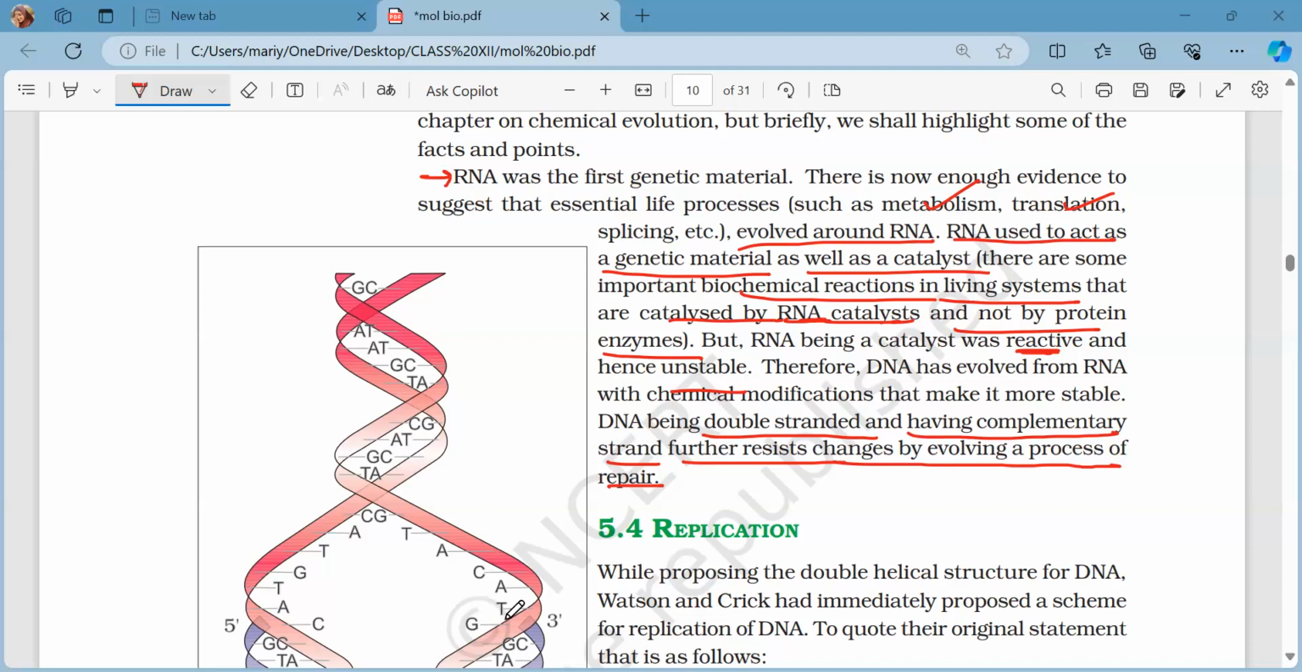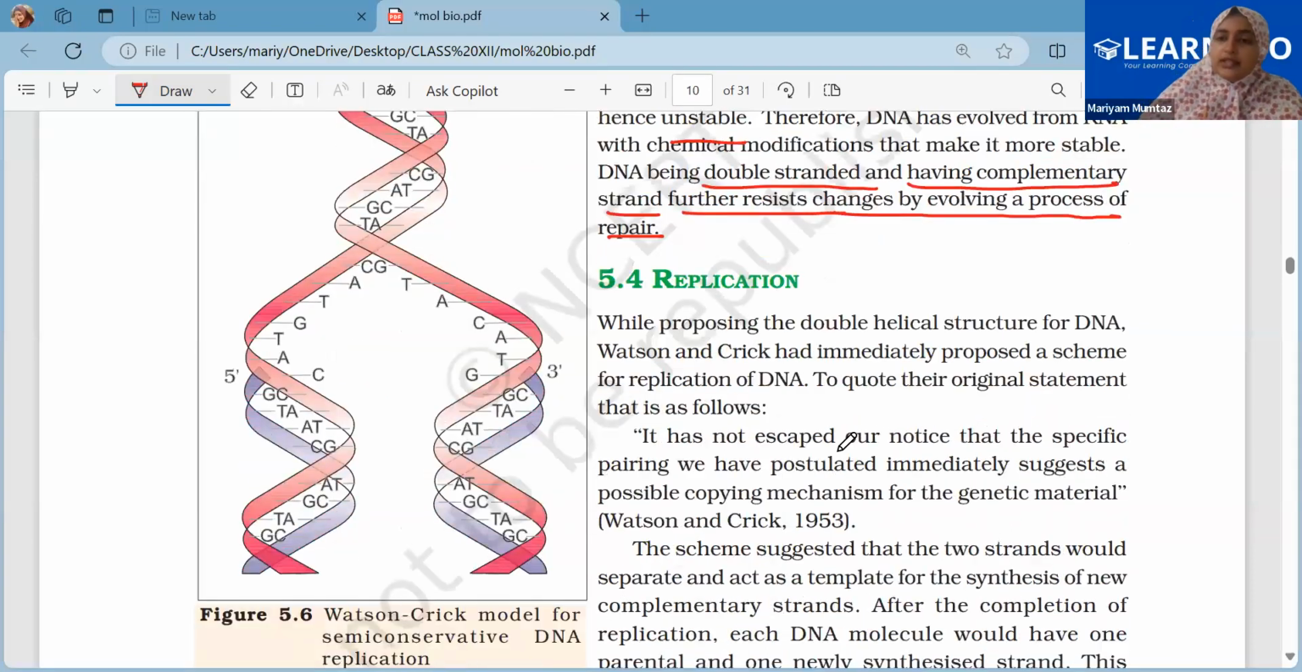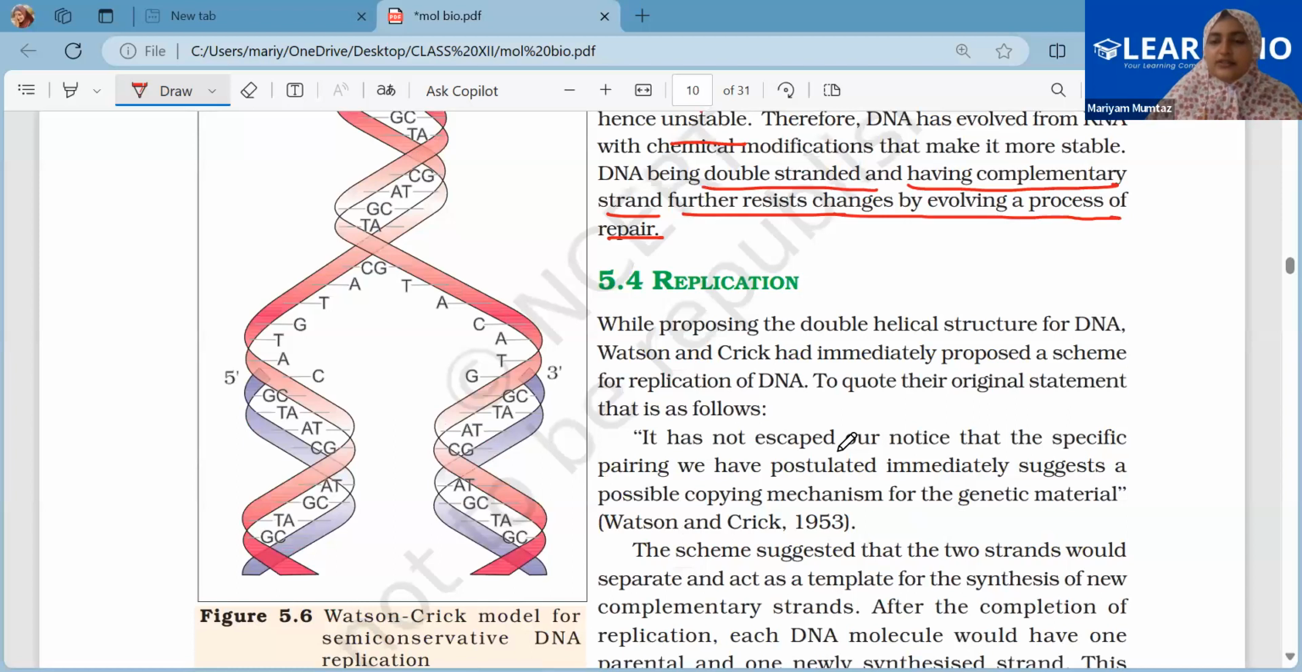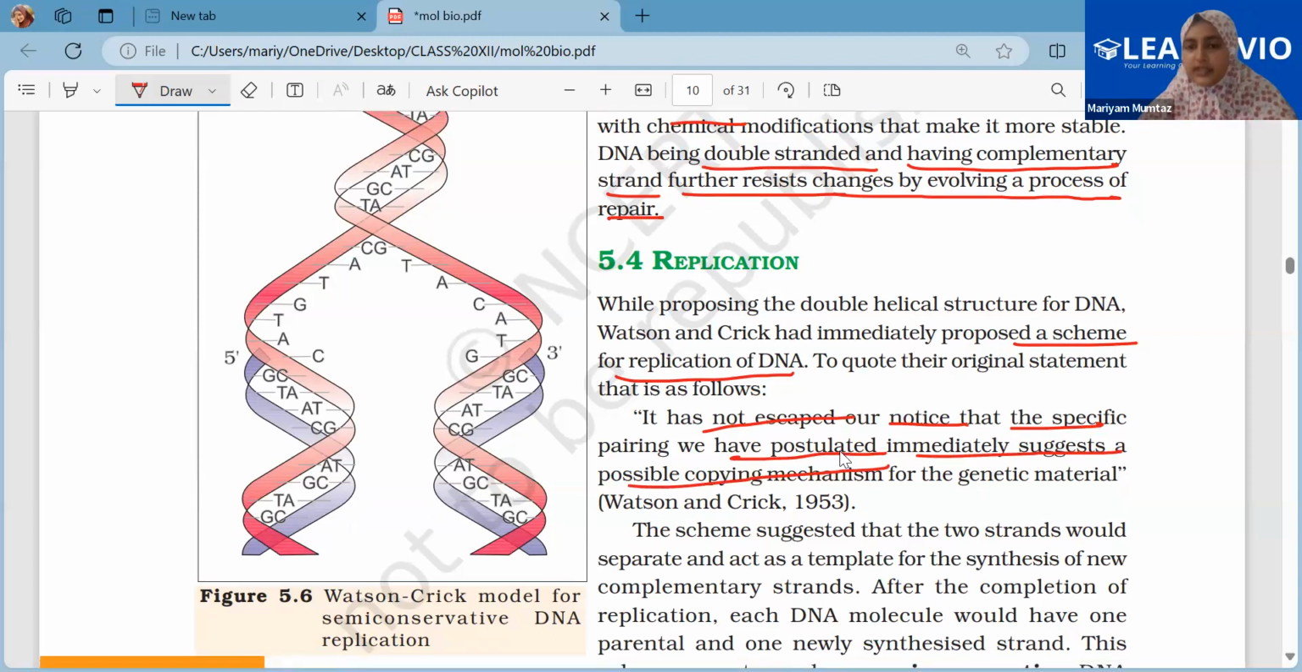Okay, now we'll talk about the replication. While proposing the double helical structure for DNA, Watson and Crick had immediately proposed a scheme for replication of DNA. To quote their original statement, "It has not escaped our notice that the specific pairing we have postulated immediately suggests a possible copying mechanism." They told us about the replication.